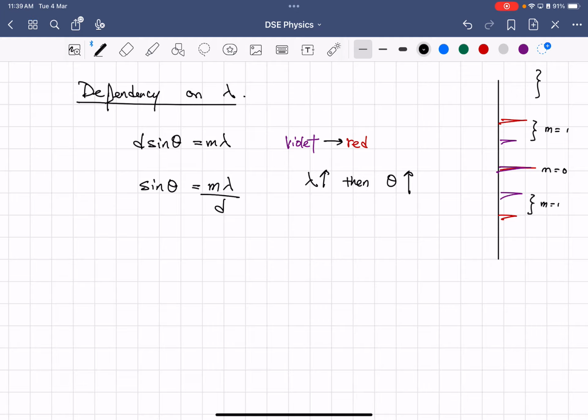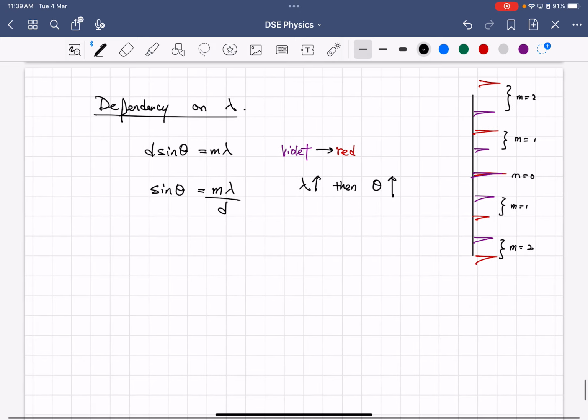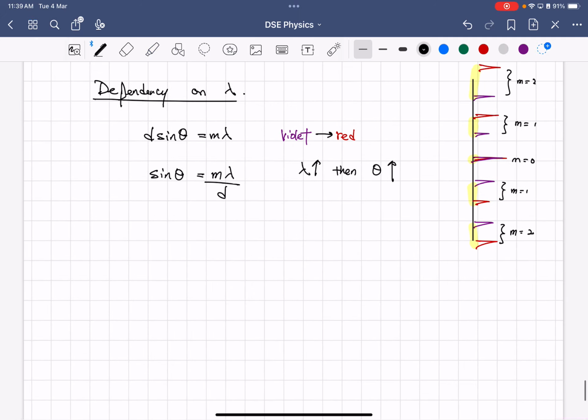And then again, for m equals 2, you expect to see the red should be further away from the center. This is the dependency on the wavelength. This should be like all colors in the middle. Now, this is the dependency on wavelength.